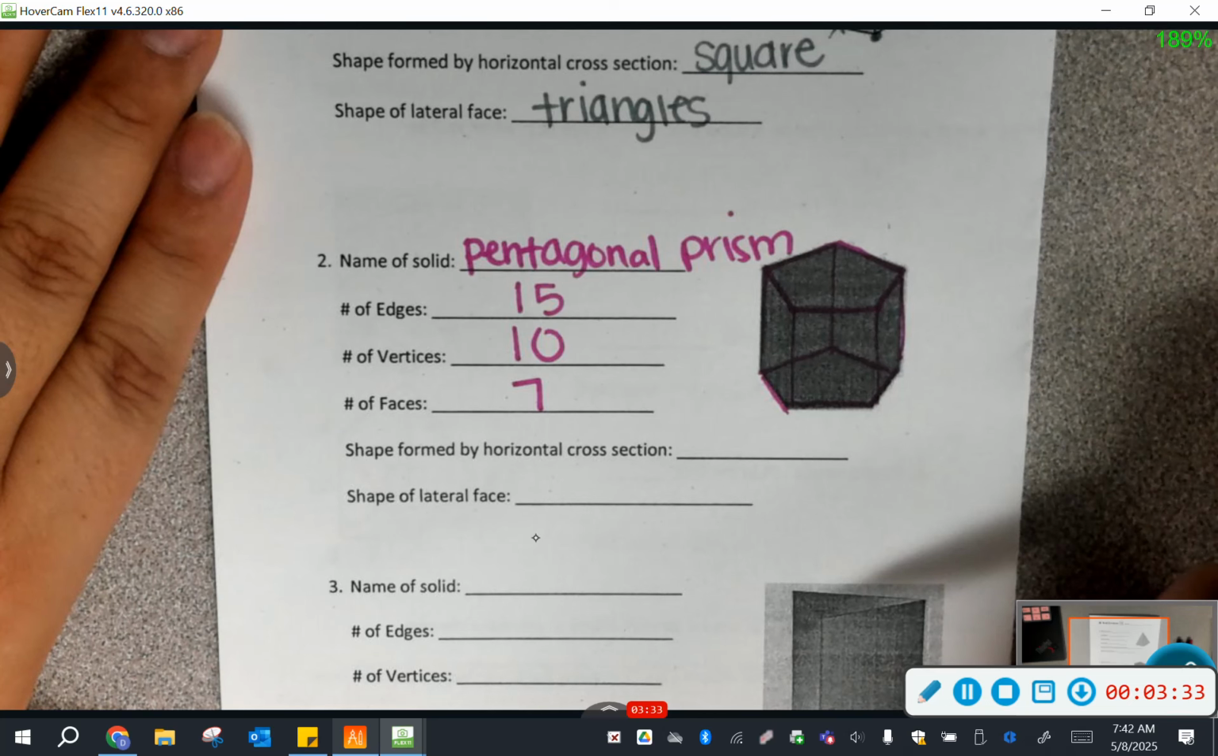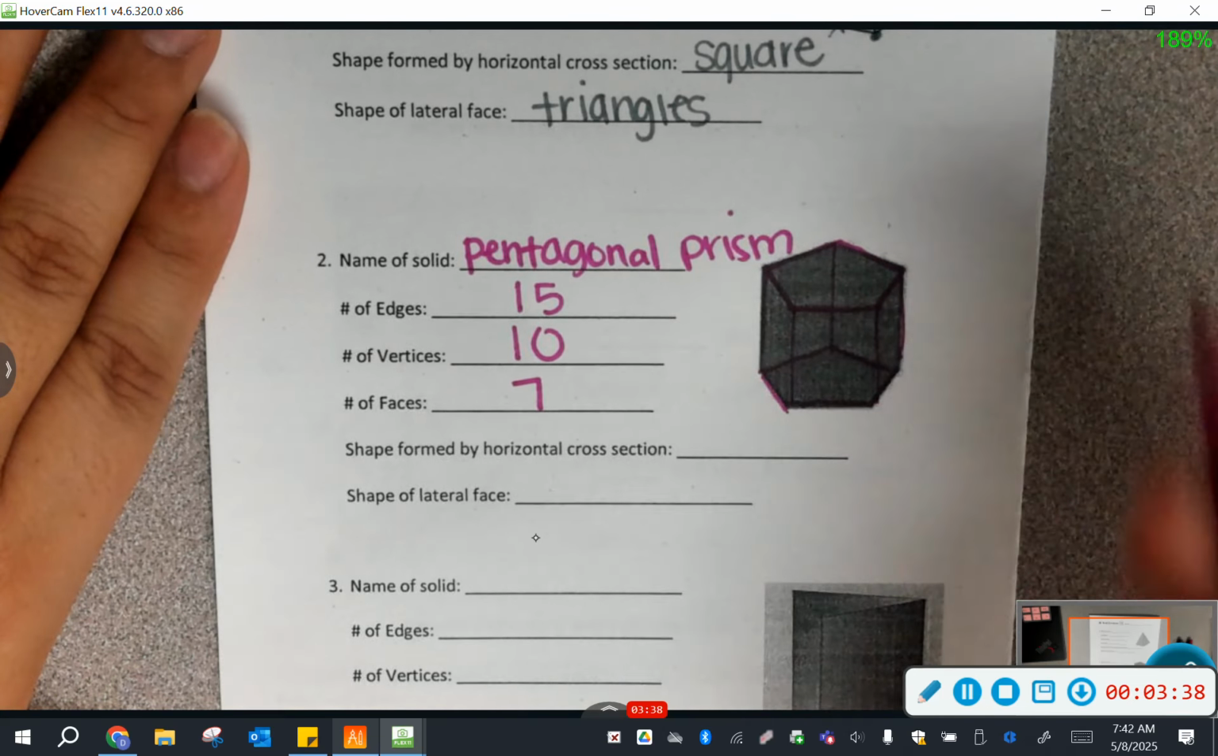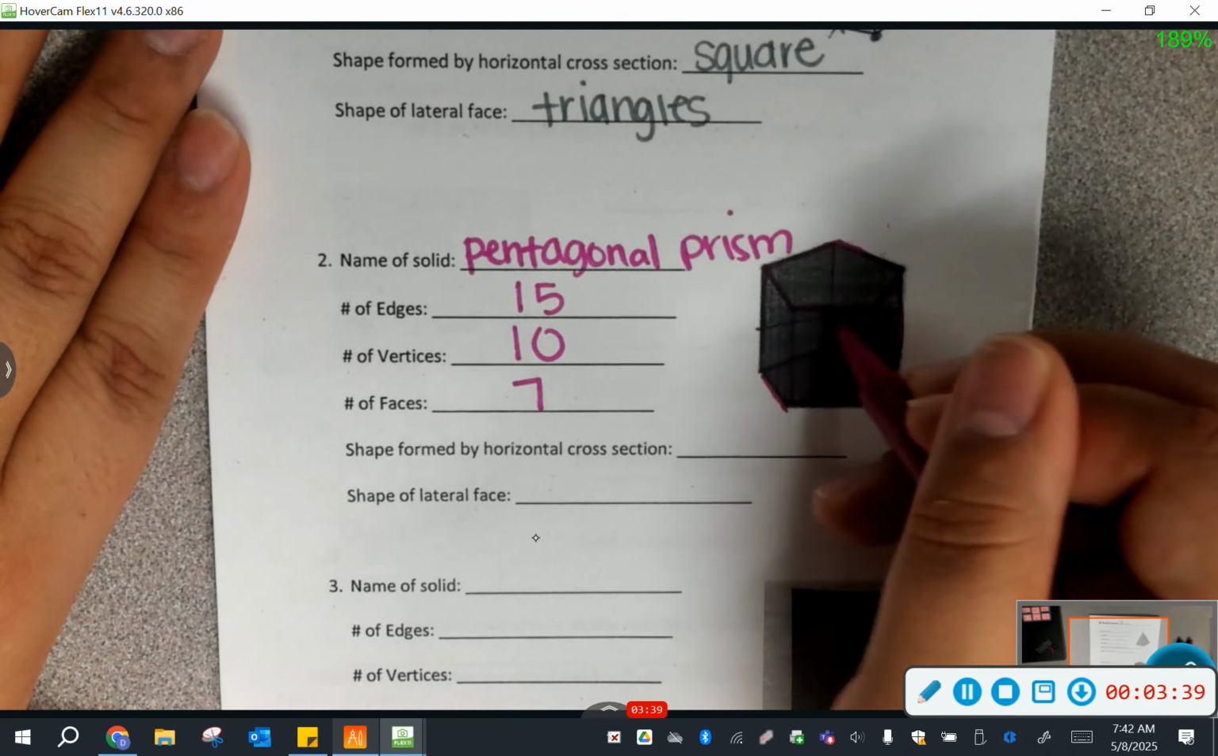Does that make sense? Horizontal cross section, if I were to slice this in half right here, what picture would we get? A pentagon. And what are the lateral faces? What are the shapes around this prism? Rectangles. By the way, prisms will always have rectangles for lateral faces. Pyramids will always have triangles. It doesn't matter what's on the base.